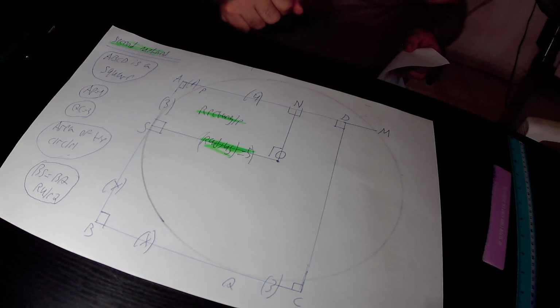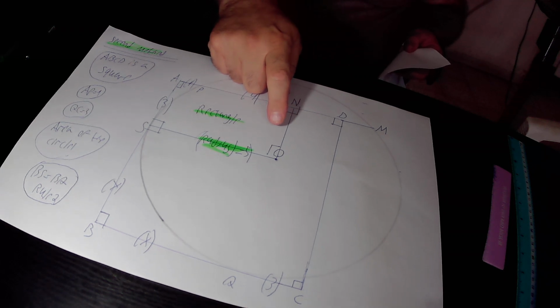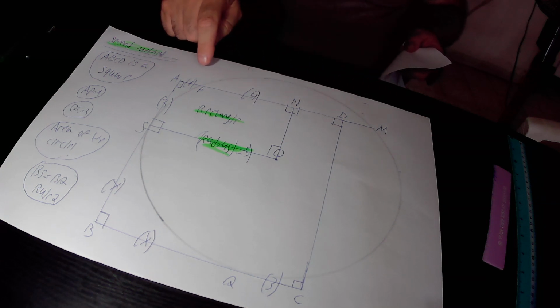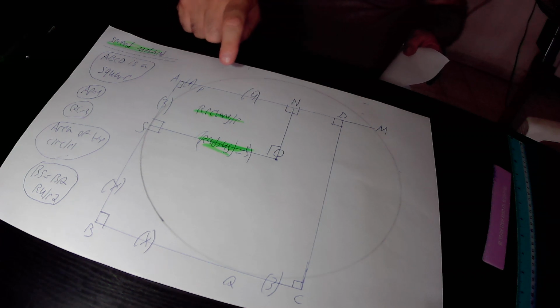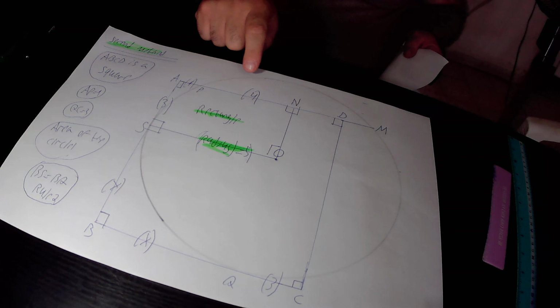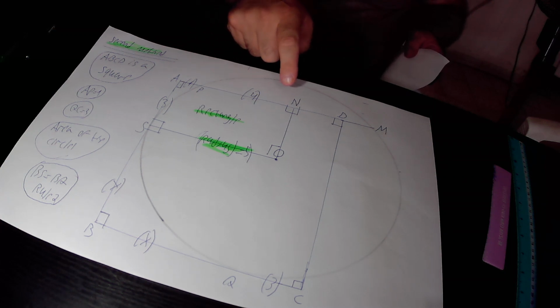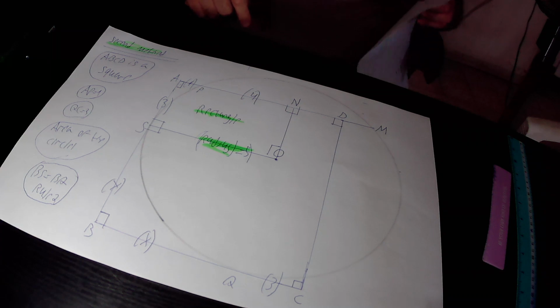So according to rule 11, the perpendicular ON from point O, that is the center of the circle, will bisect chord PM. If perpendicular ON bisects chord PM, it means that perpendicular ON divides chord PM into two halves. Each half equals PM over 2. So the first half is PN, and it is of course equal to the second half, that is NM, and each half equals PM over 2.